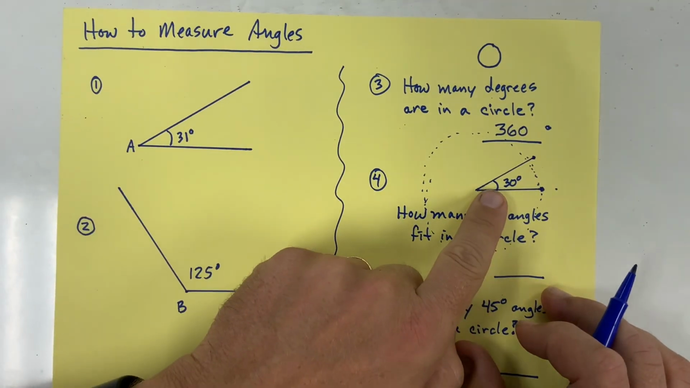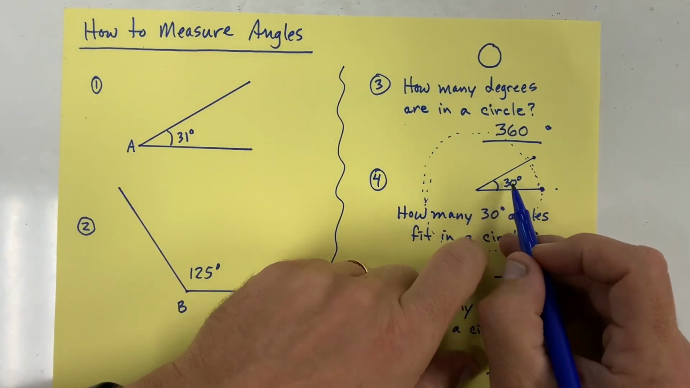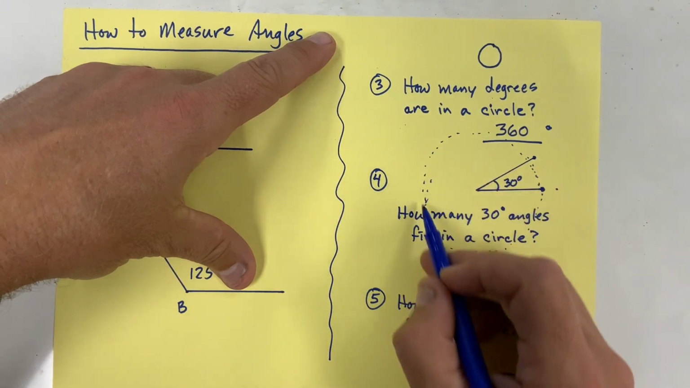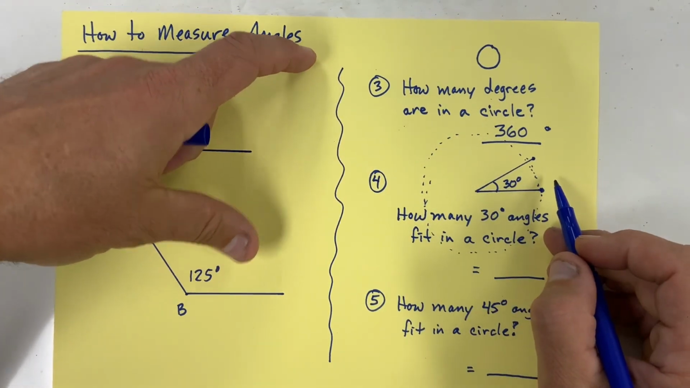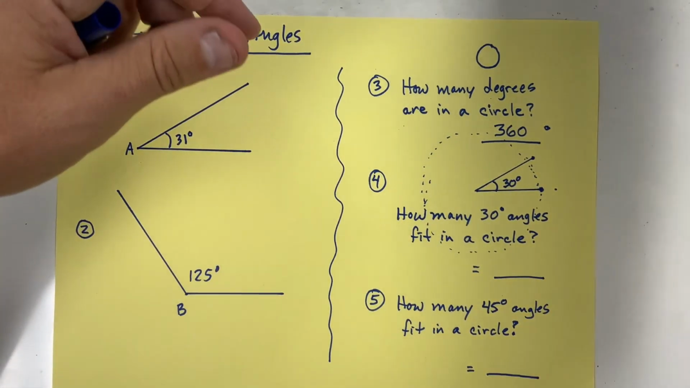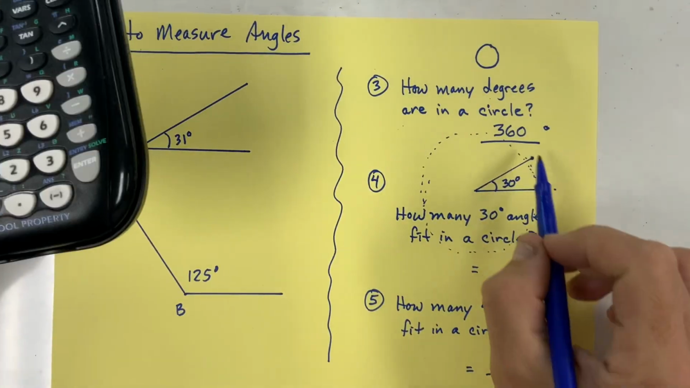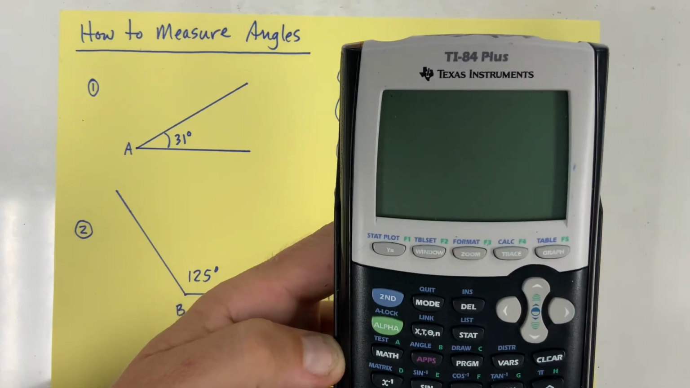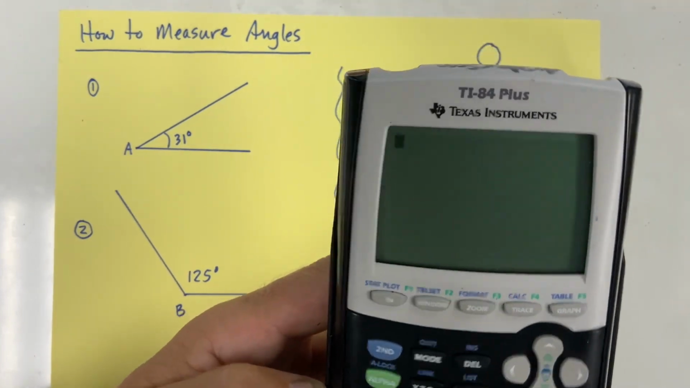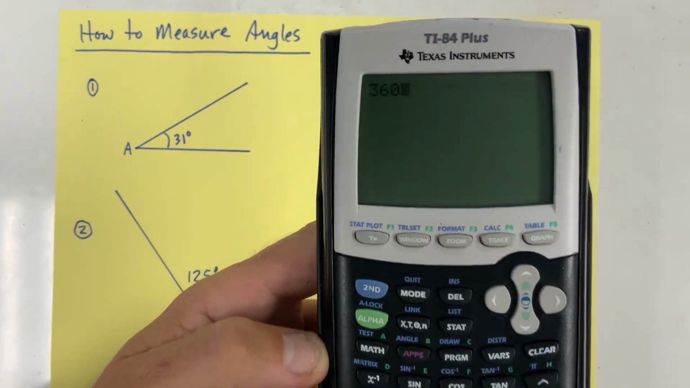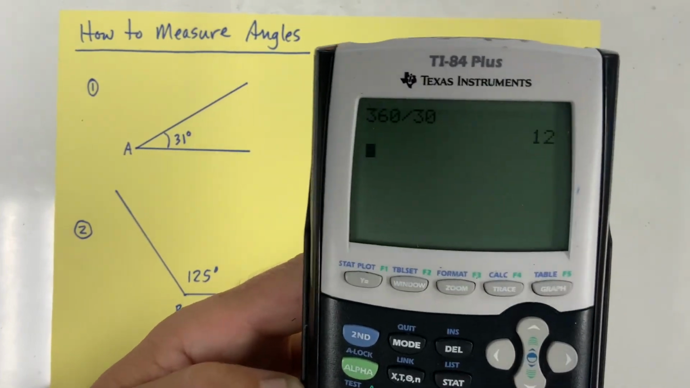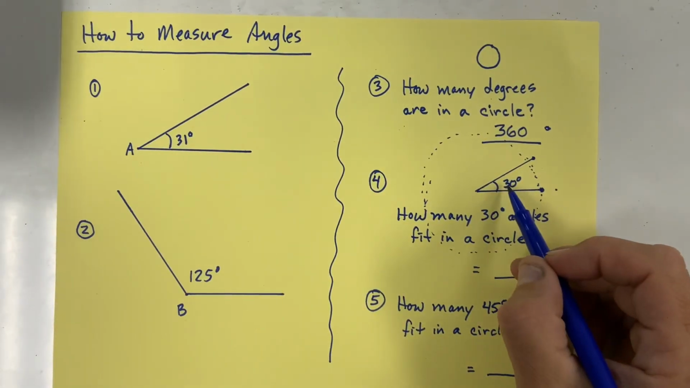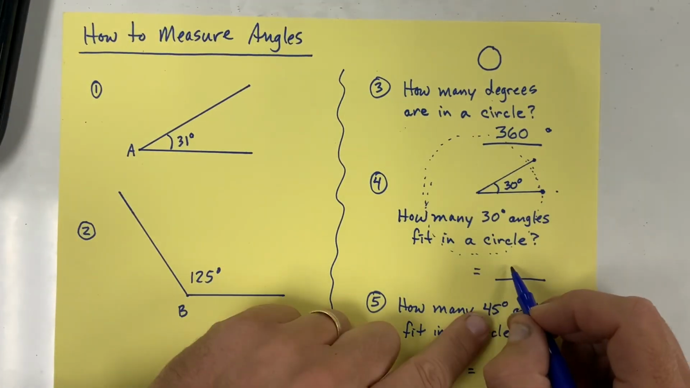Next, if I had 30 degrees and I asked you how many of these would you fit around the entire circle? Well, the math skill you would use is to take your calculator and say, I know the whole circle has 360 degrees in it. So how many 30-degree angles fit in 360? Take 360 divided by 30, and you get the answer of 12. I could fit 12 of these angles around the circle. Okay, that's how it works.